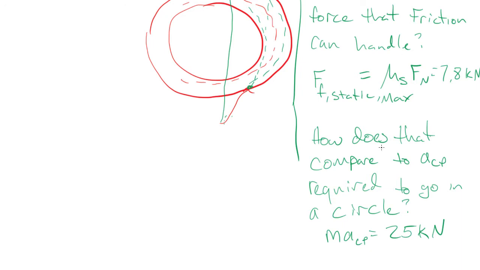And so what this says is if I drive at that speed through a circle and try to make a circle of that radius, it's just not going to happen because the tires can't handle it. I'm going to go sliding off and crash into a light post or something.